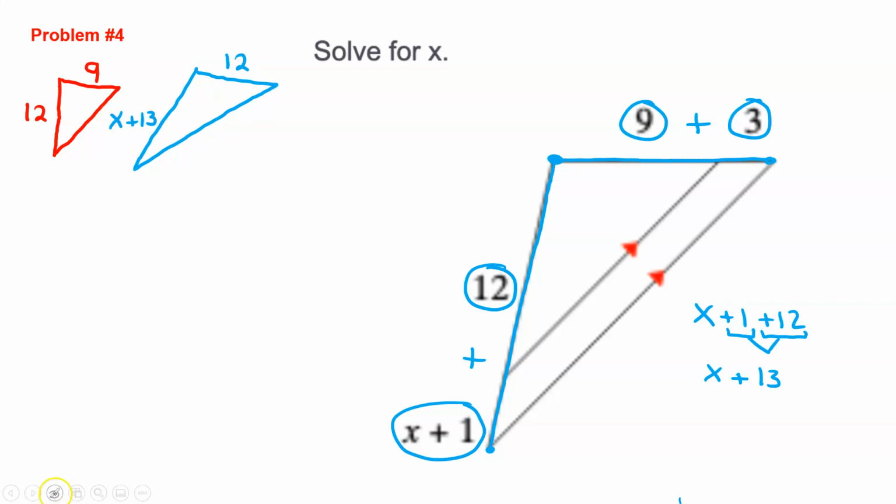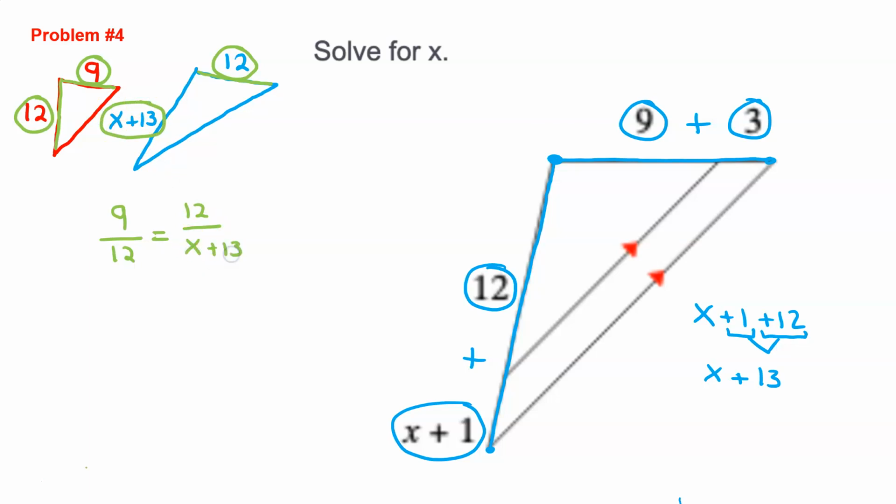Okay, let's go through and set up our proportion. Just play the matching game, I'm going to use the top sides here. 9 over 12. Those are the corresponding sides. Those are the sides that match up. So let me write 9 over 12 is equal to, and I'm going to compare the left side over here, 12 over x plus 13.